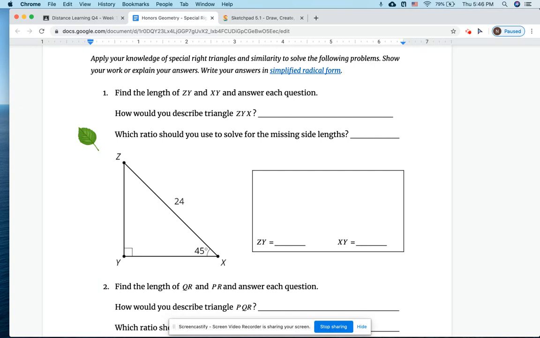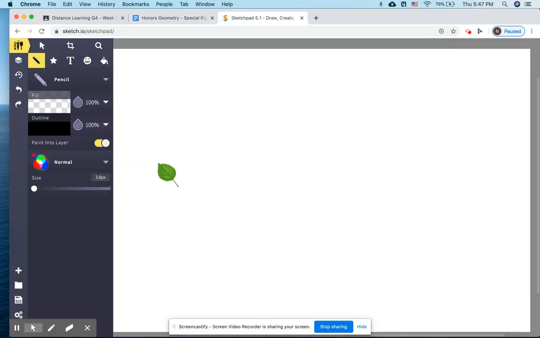Well, anytime we have a 45, 45, 90 triangle, we use a 1:1 to root 2 ratio. 1:1 means the leg lengths are equal, and 1:1 to root 2 means that to get the hypotenuse length, we multiply the leg length by root 2. So we would write that as 1:1 to root 2.